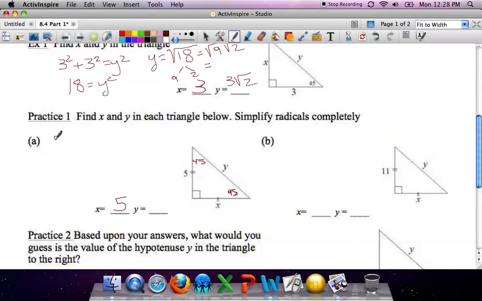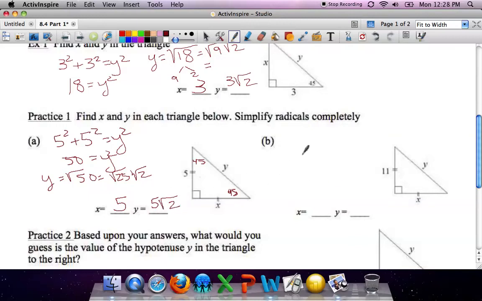Okay, again, we do 5 squared, Pythagorean, plus 5 squared equals y squared. 25 plus 25 is 50. Square root of 50. Biggest perfect square in 50 is 25. So the answer here was 5 root 2.